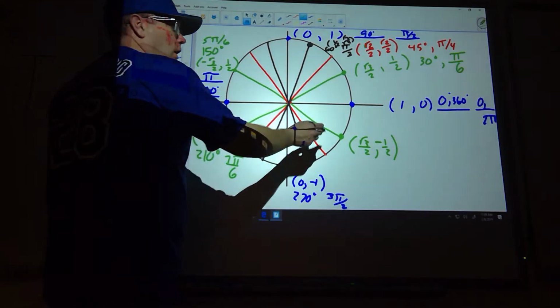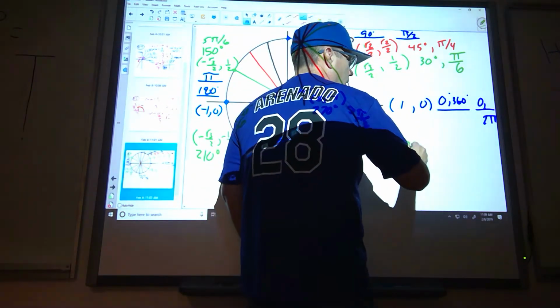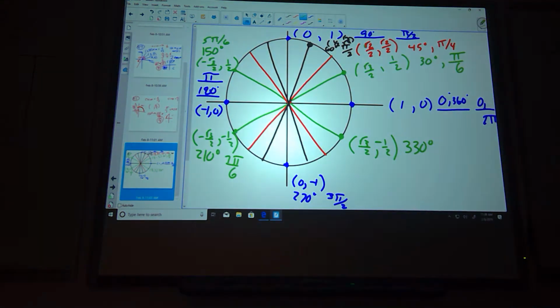Let's get to this angle here. What's this angle here? 330 degrees. Okay. What do I have to multiply times 30 to get to 330? 11. So what's my radian? 11 pi over 6. Look at that. That's it.